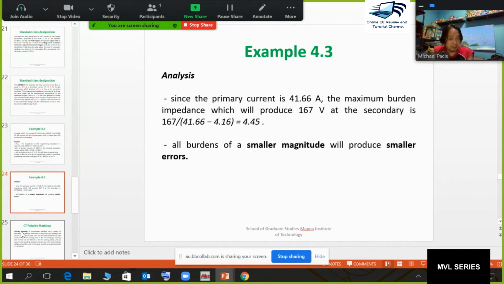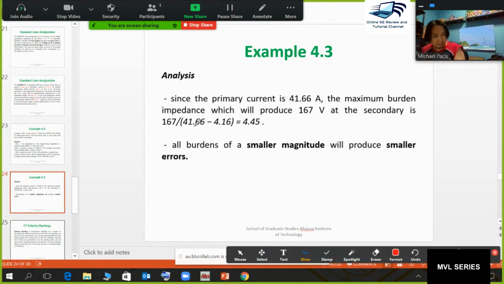Since the primary current is 41.66 and the maximum burden is 167, you can have 167 all over 41.6 minus 4.16. So where did it come from? If you can still recall, I1 equals I2 plus IM. So your IM is I1 minus I2. This is the primary current, and this is the secondary current, as solved a while ago.